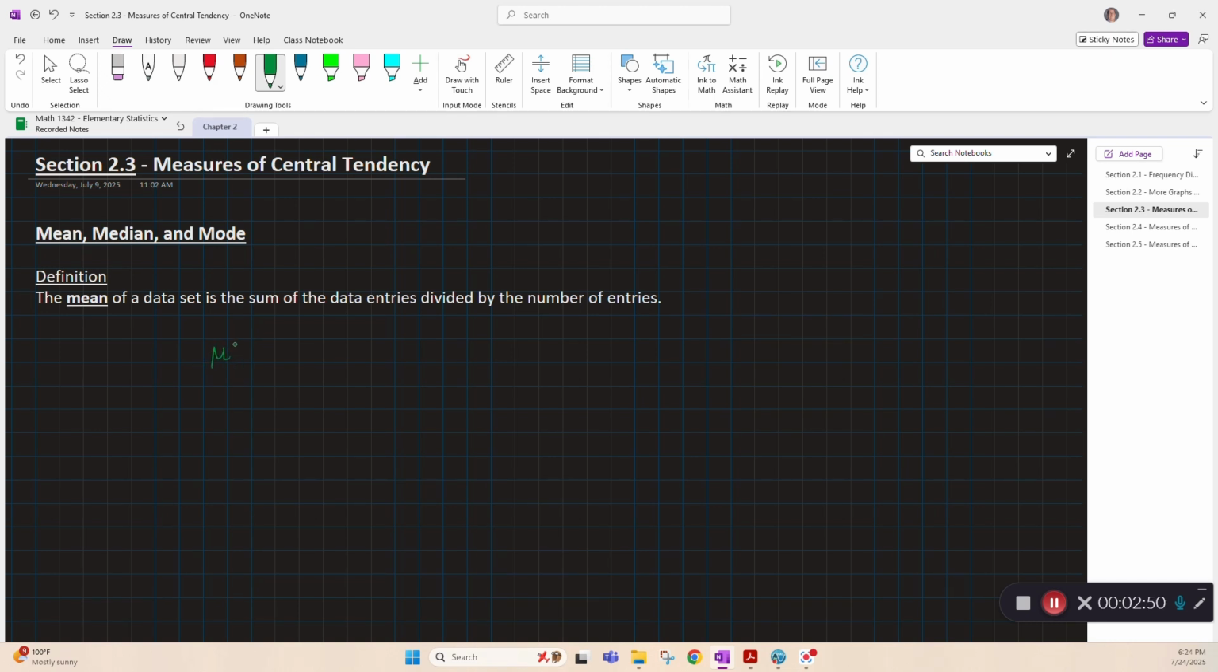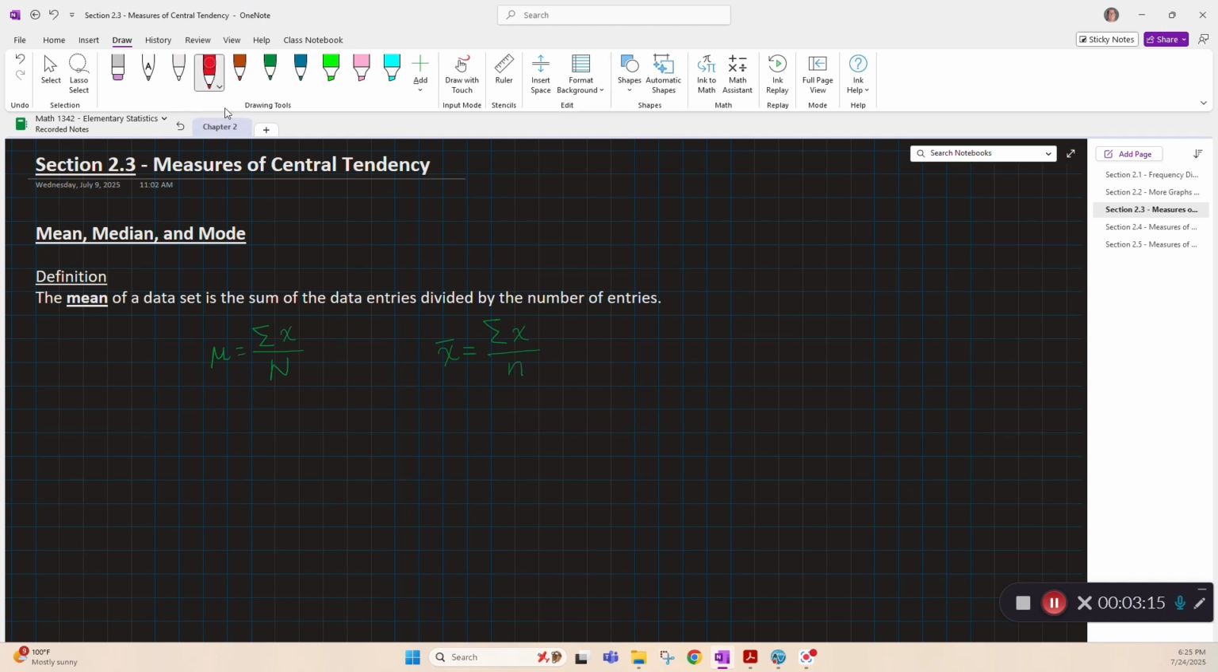The first one will say mu equals the sum of the x's divided by capital N. And then you'll see one that says not mu. You'll see one that says x bar equals the sum of the x's over lowercase n.